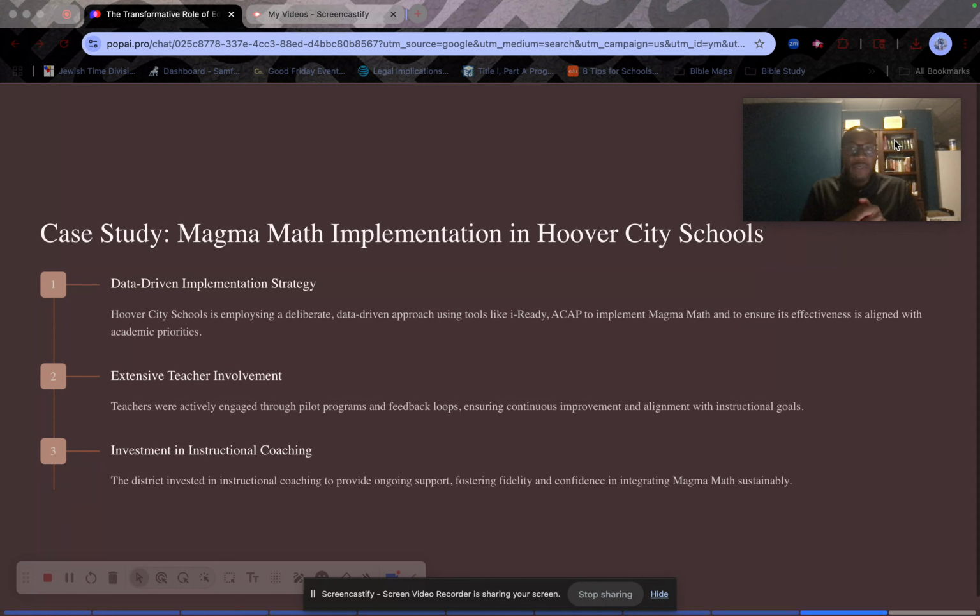So he began to research Magma Math and how to implement it. And he saw that this was a viable program that other districts have used and seen incredible results in. So he looked at data through ACAP, through iReady, through other resources, and made a decision and said, this product seems as if it matches where we're trying to go and move the data to.